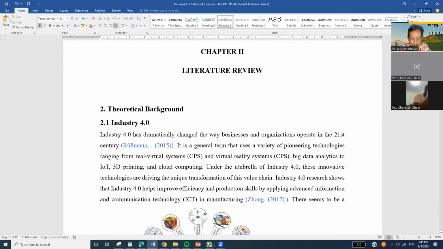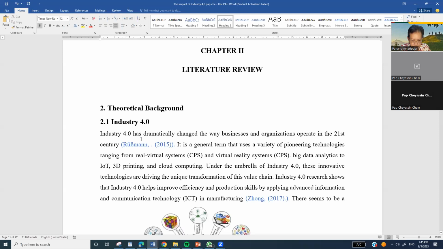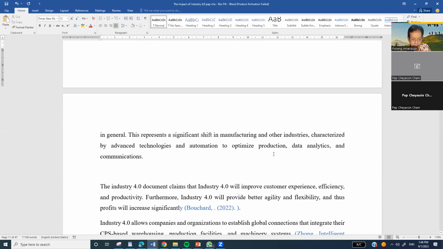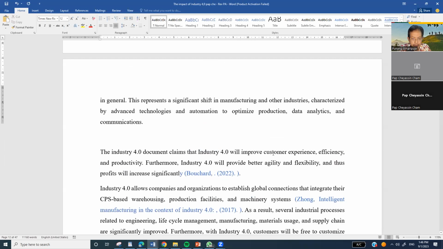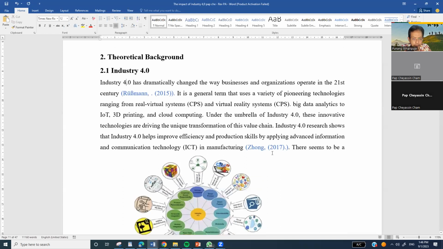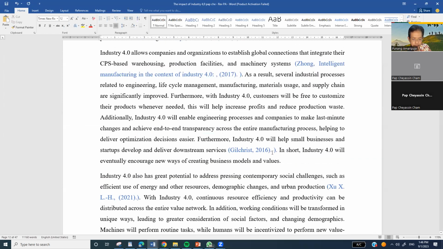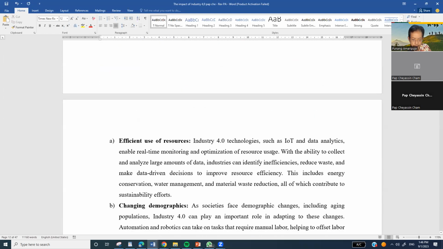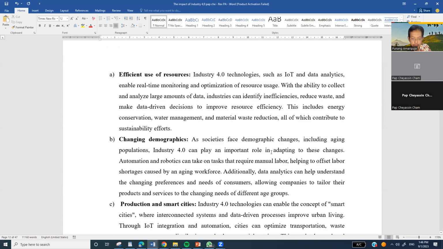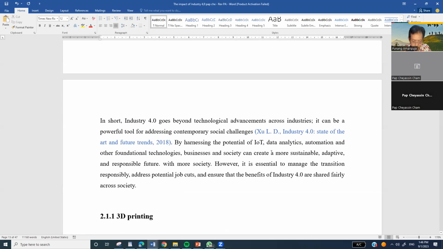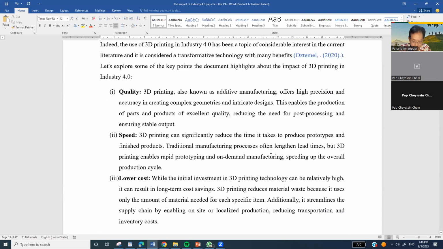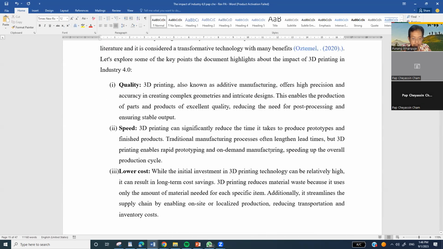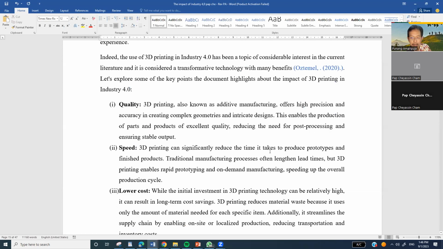Okay, and then literature review, industry 4.0. Let's see. Yes, I want to know the variables of industry 4.0. How do you measure it? How do you measure whether a company has been using it or not, or how well they would be using it? Yeah, this is specific.